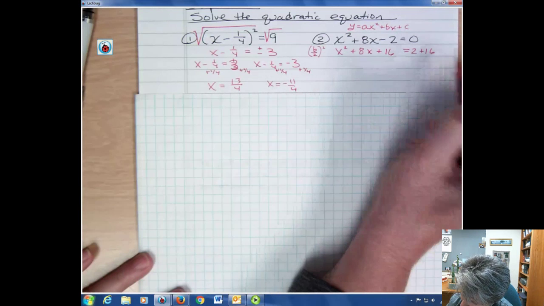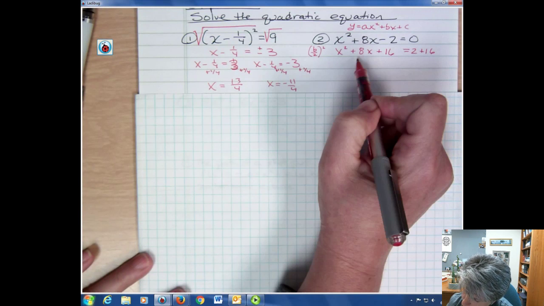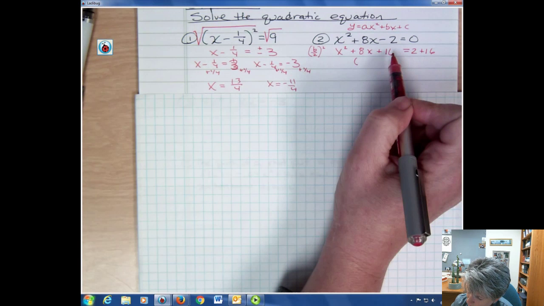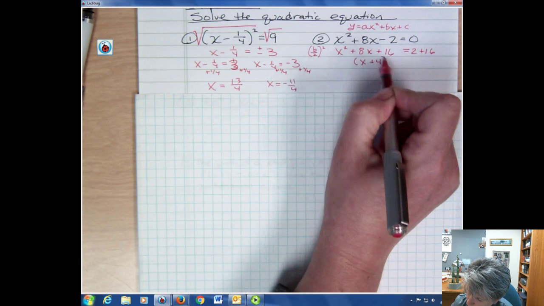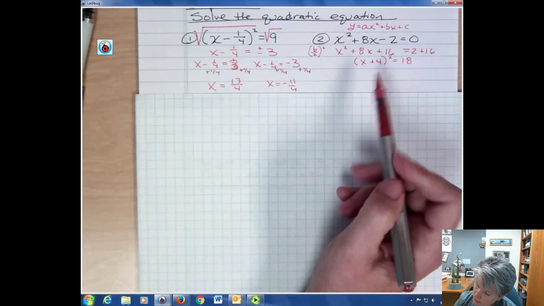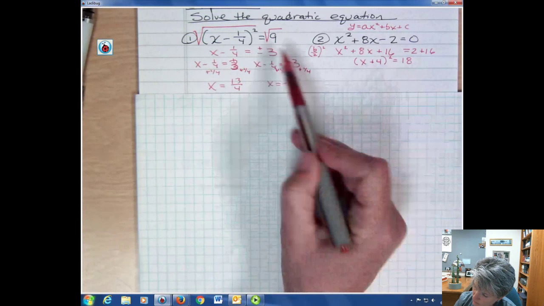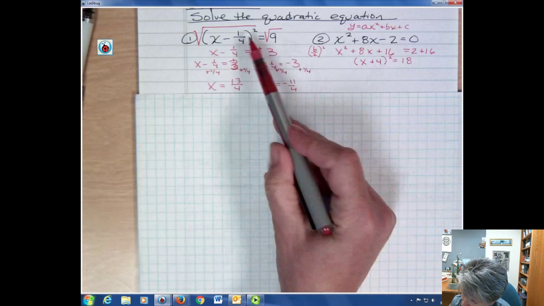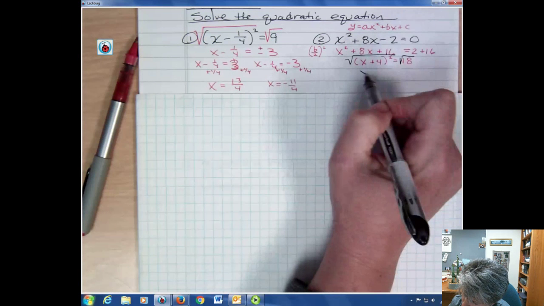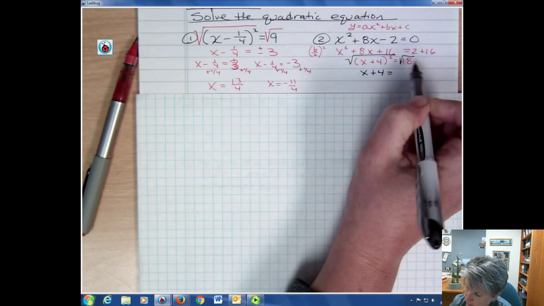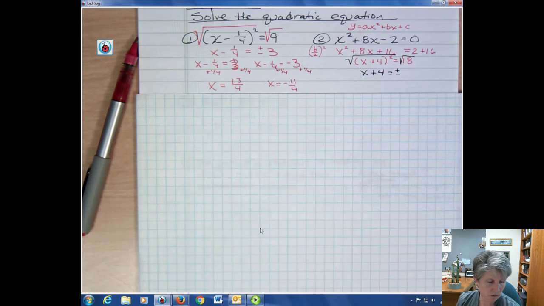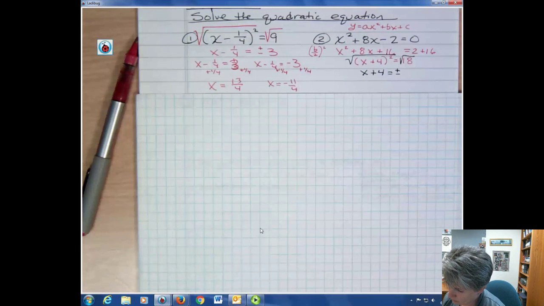And now I'm going to factor. This is going to be easy because it's always the square root of this number, so it's going to be x plus 4 squared, and over here is 18. Notice now I've completed the square, and so that equation matches what we did over here. And so I would finish that by taking the square root of both sides, and I would get x plus 4, and then over here, plus or minus the square root of 18. You can do that on your calculator.